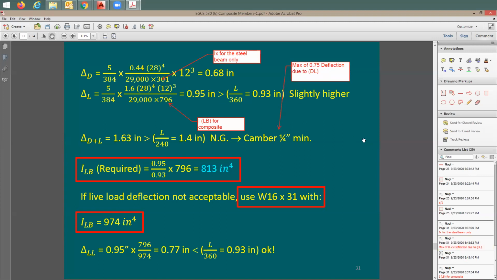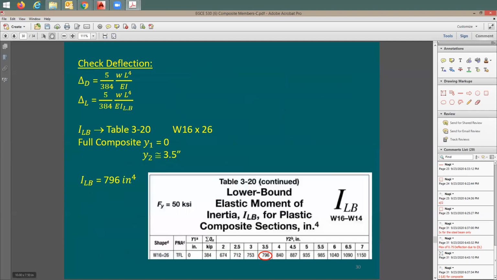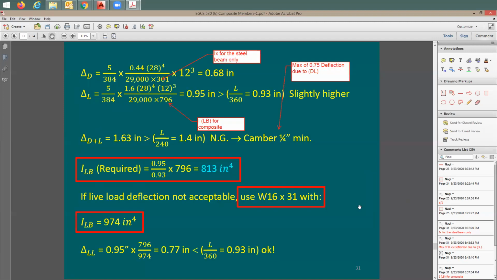Unless you'd like to pump up the beam size. So I'm going to go here to the next beam, W16x31. How about the moment of inertia? You say moment of inertia 974. How do you read this? You say very similar table to this. It's going to be W16x31. Look at 3.5 inch roughly, and for that, look at what happened from 796 to 974. Moment of inertia went up a lot.